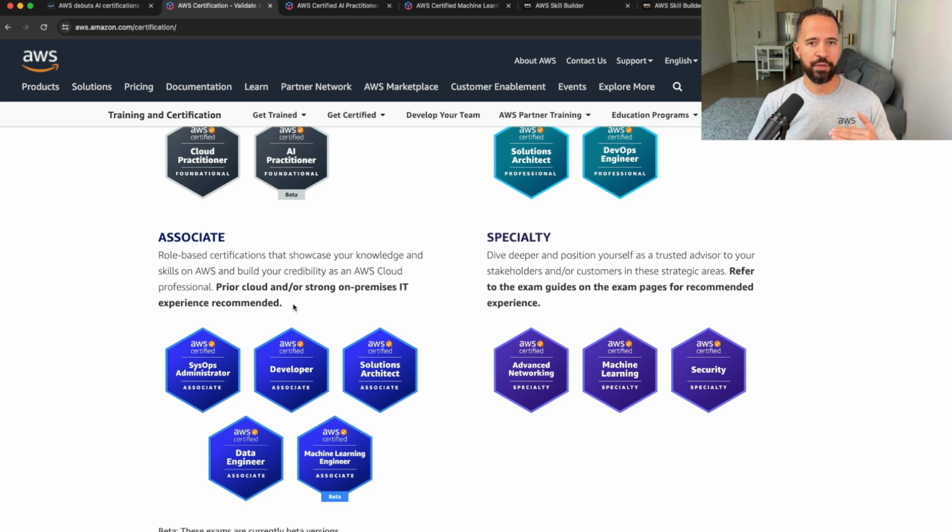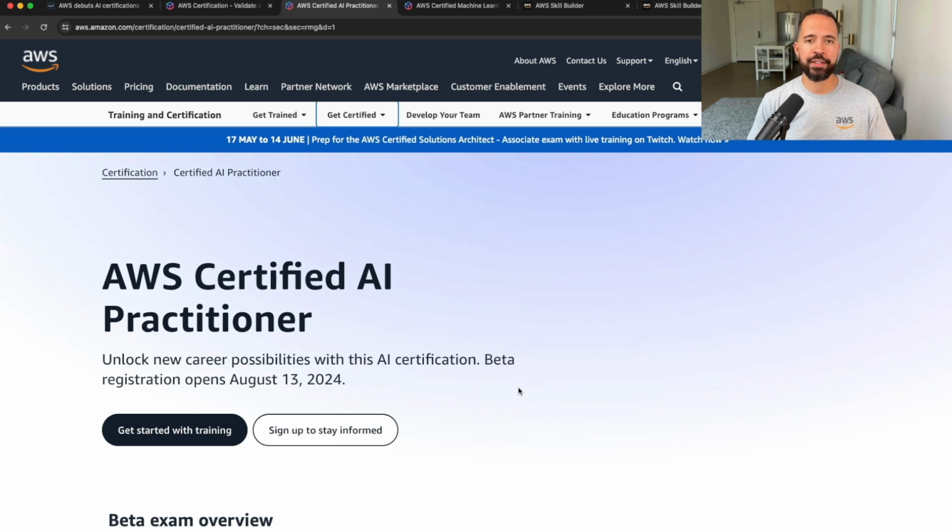Once we bump into that associate level of AWS certification, it is recommended that you have a prior cloud and strong on-premises background. And in my opinion, there's nothing stopping you from getting both certifications. Even if you have been working in AWS for a while, you might not be as strong on artificial intelligence. So you could also start with that AI Practitioner and then work your way up to that Machine Learning Engineer Associate. One important thing to note is that both of these certifications are in their beta phase, and I'm going to share with you the information that I have available to me at this time.